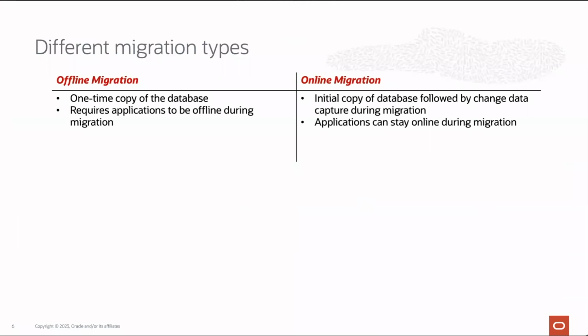Now, there are different migration types in DMS, and here is a short overview. We also classify in offline and online migration. With offline migration, we really do a one-time copy of the database. So if this is a production migration, we then need to stop all applications. We migrate our database, and then again, we can start our application. Whereas with an online migration, we do an initial copy of the database, and then we capture all the changes on the source database and we replay them on the target system to keep the maintenance window as short as possible.